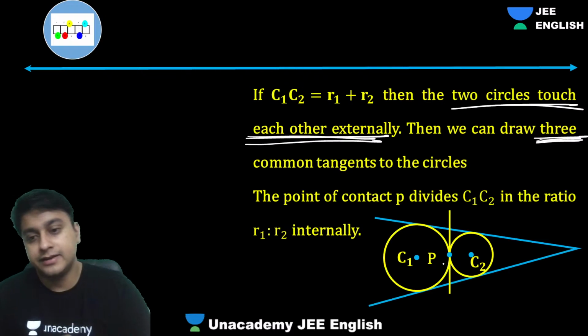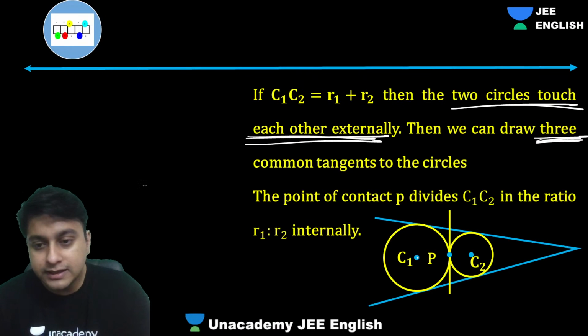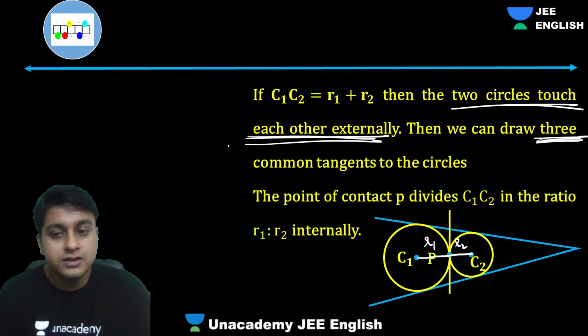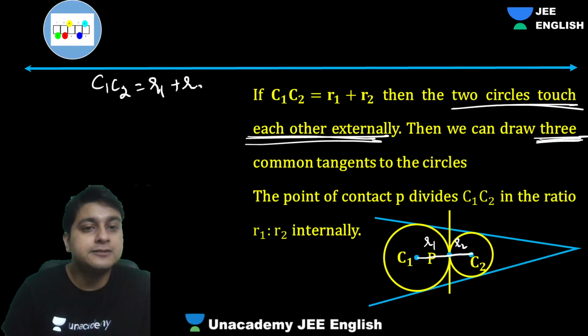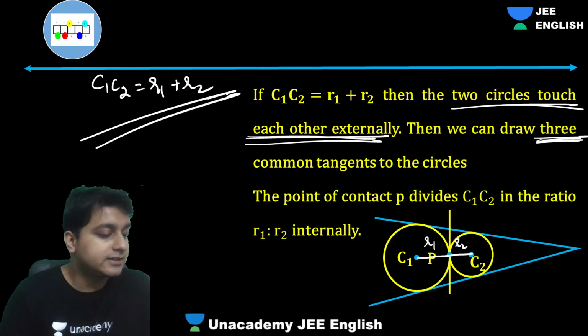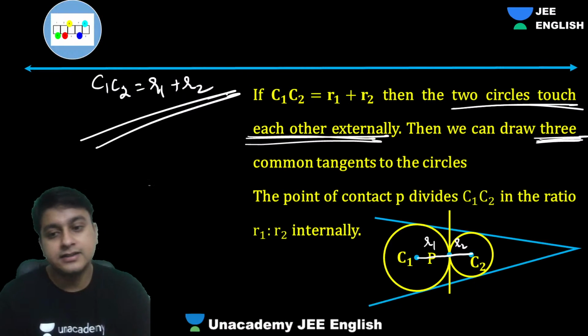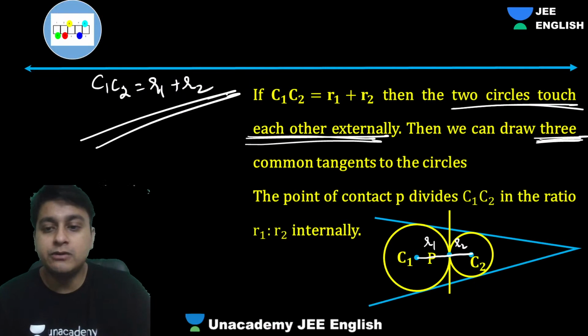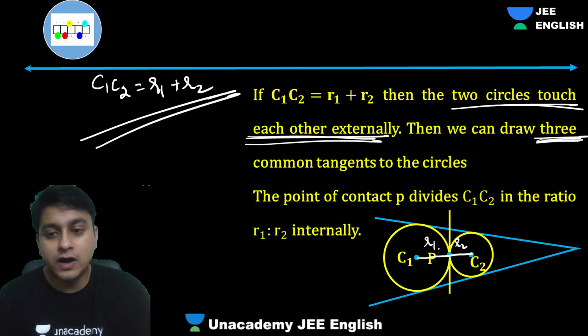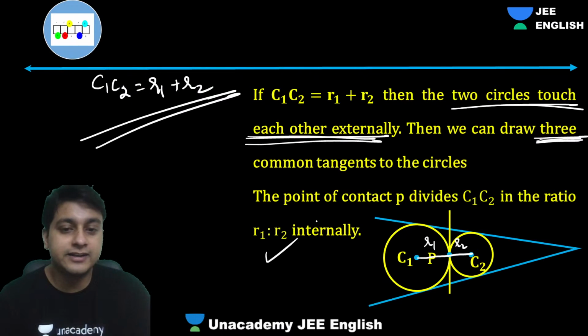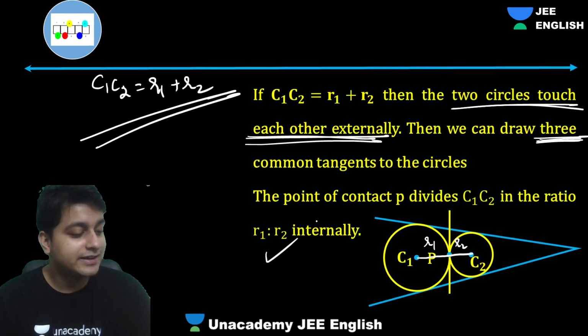Great. So guys, what we can say from here, let's suppose I join these 2 points. This will be R1, this will be R2. So directly we can say from here that C1, C2 equals R1 plus R2. That's it. C1, C2 will be equal to R1 plus R2. And you can say from here that this point divides them internally in the ratio R1 is to R2. That is also correct. Great.